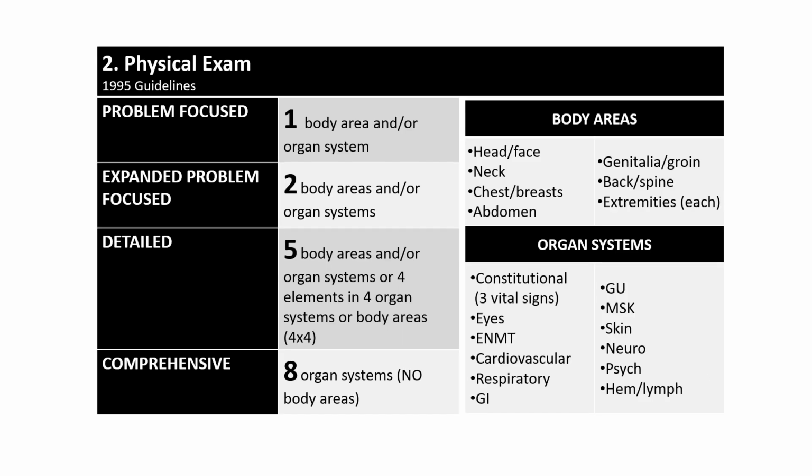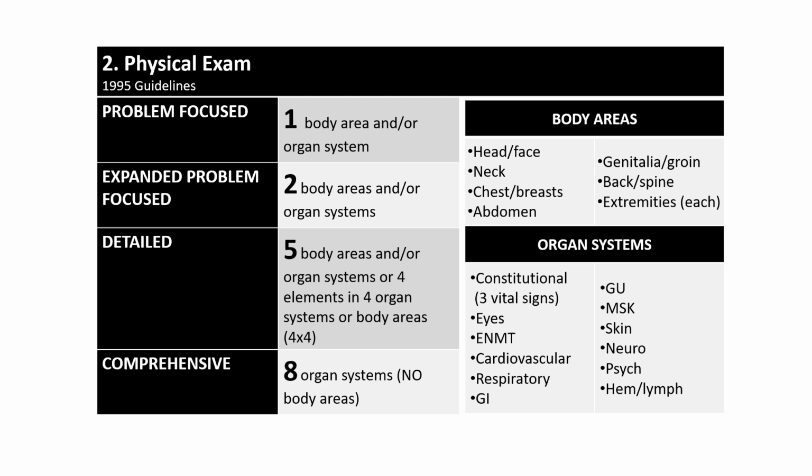Physical exam. There are 4 categories of physical exam: problem focused, expanded problem focused, detailed, and comprehensive. I wish they would just label these 1 through 4, but they don't. And you can see I've outlined what you need for a comprehensive versus a detailed. One thing to note is comprehensive is 8 organ systems. So in my note, I just have 8 organ systems auto-populated.